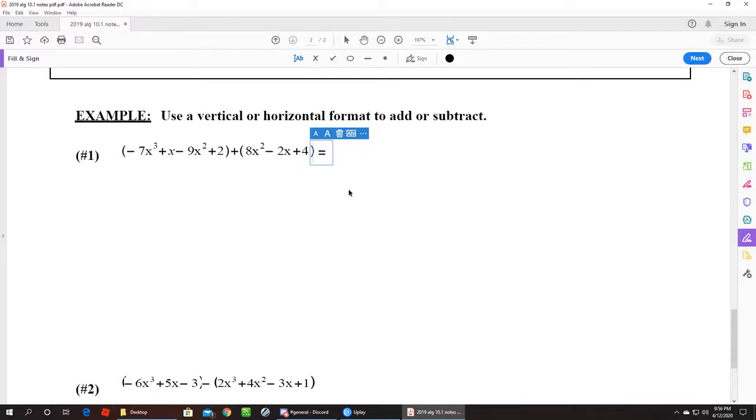Okay. So what am I going to do? Well, I'm going to just go by their powers, combine them, right? Because they have to have the same power for you to combine them. There's an x cubed here. Is there an x cubed here on this one in parentheses? These are the two different expressions. You have this expression, 8x squared minus 2x plus 4. And then you have the other expression, negative 7x cubed plus x minus 9x squared plus 2.